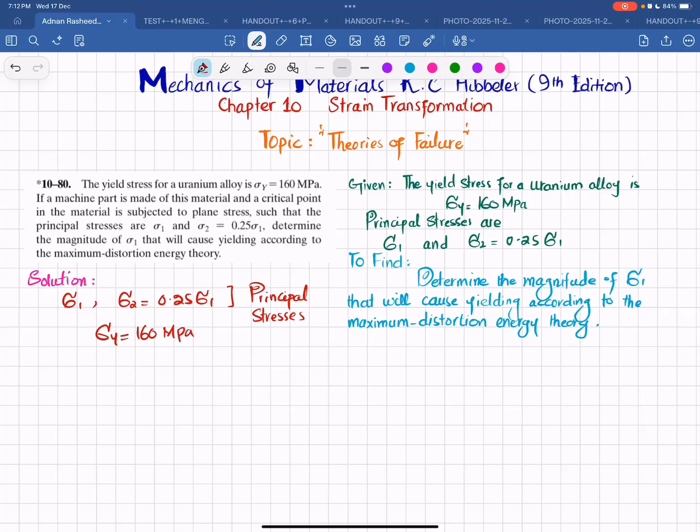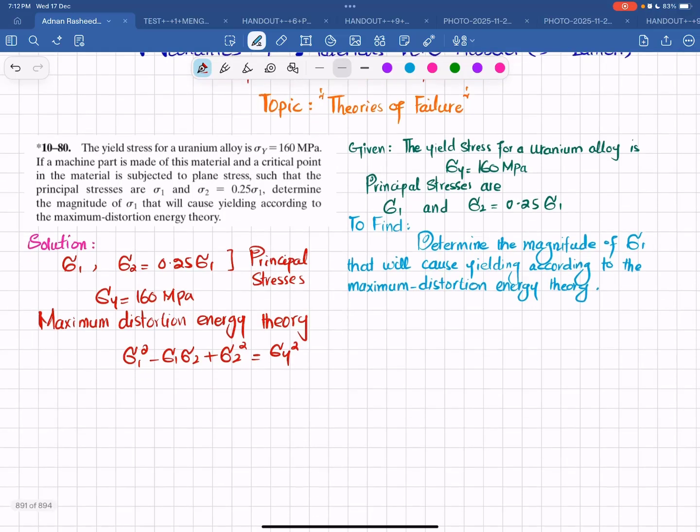So according to the maximum distortion energy theory, a material will fail when the maximum distortion energy, which is sigma 1 square minus sigma 1 into sigma 2 plus sigma 2 square, is equal to sigma yield square. So this is the condition. If this is satisfied, it means that the object will fail or it will start yielding.